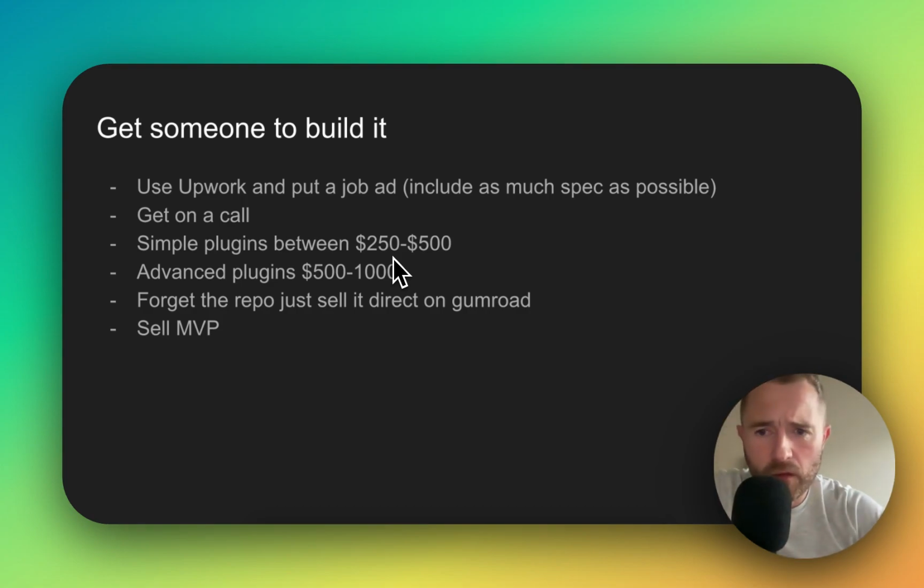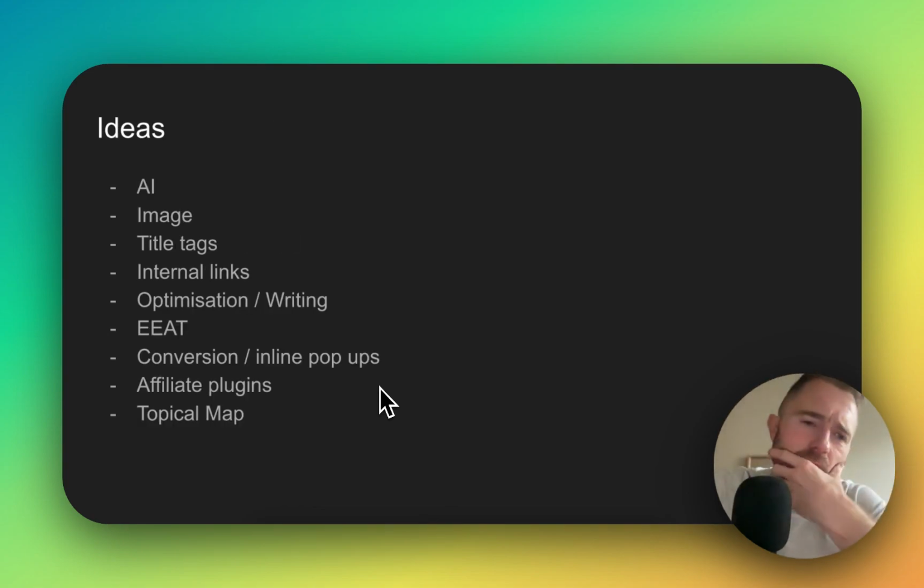Now, once you've got it built, you don't want to be getting it on the repo or anything like that. You just sell it directly on Gumroad. Sell it as a zip file, and they upload it themselves. And you want to do the least feature version first. Just get it done as quick as possible. What's the main feature you want building? You want the MVP of it. Just get that built. So some ideas of plugins to get your mind working and come up with something you can build.